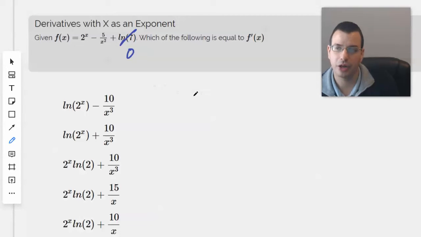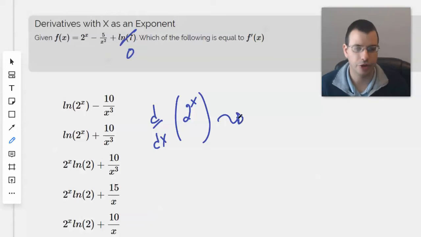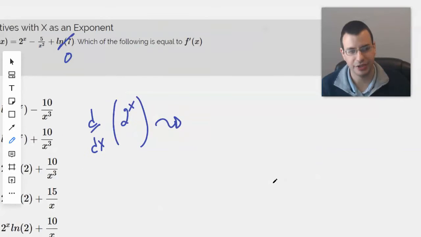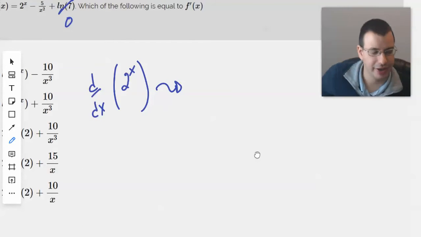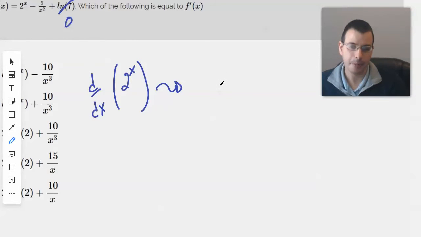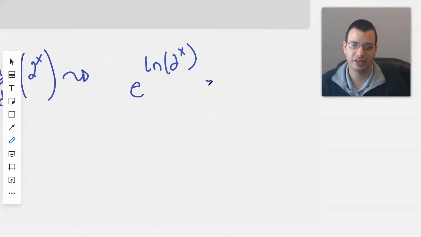So now we have to worry about 2 to the x. So the derivative with respect to x of 2 to the x. You can either memorize this or work it out every time. If you work it out like 3 or 4 times, you'll just memorize it. It'd be difficult not to. So the idea here is we'll do an e to the natural log of 2 to the x, which we can then rewrite as e to the x times natural log of 2.